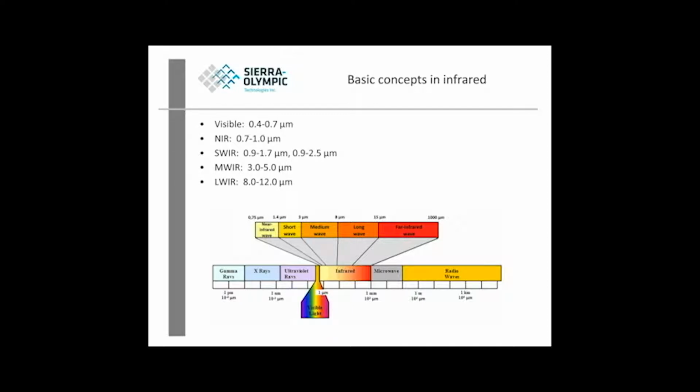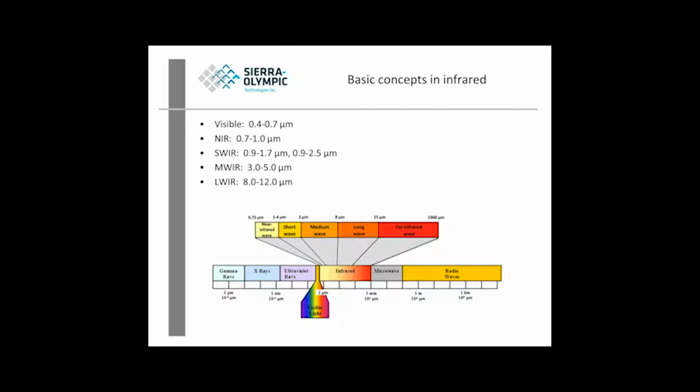We have lots of experience with SWIR. SWIR is typically 0.9 to 1.7 microns or 0.9 to 2.5 microns. Midwave imaging systems, you'll hear me say that a lot, MWIR, midwave, that's basically 3 microns to 5 microns, or 3,000 nanometers to 5,000 nanometers. And then there's long wave imaging, and I chunk that into 8 to 12 microns. Others call it 7 to 13 microns.